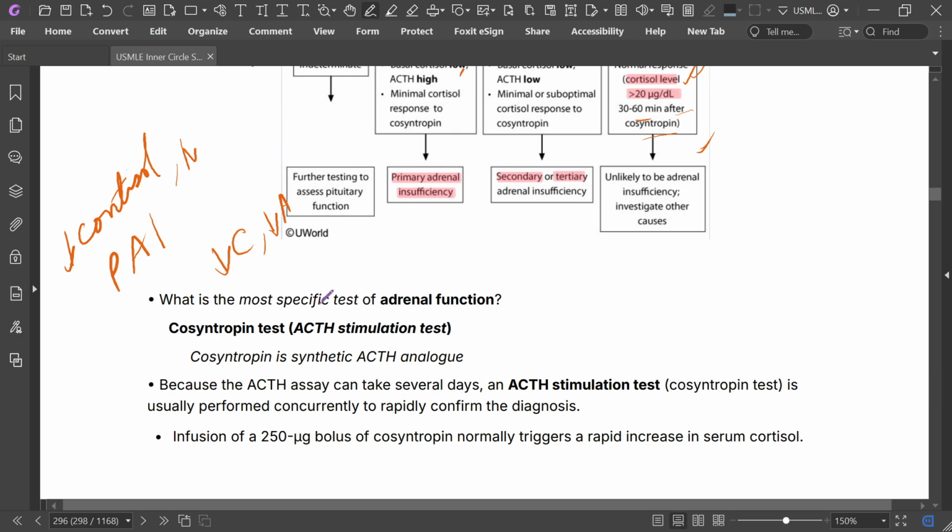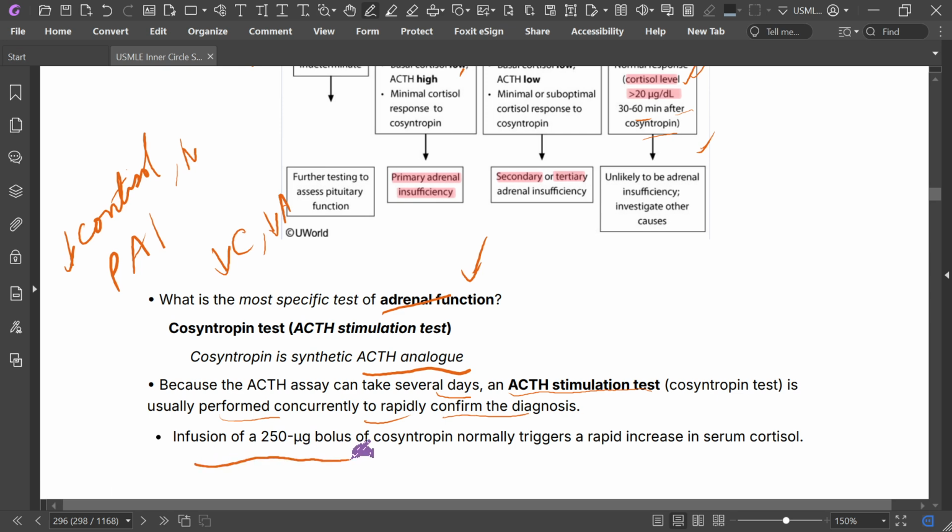What is the most specific adrenal function test? The most specific is the cosyntropin or ACTH stimulation test. Cosyntropin is a synthetic ACTH analog. Because the ACTH assay can take several days, a cosyntropin test is usually performed concurrently to rapidly confirm the diagnosis.